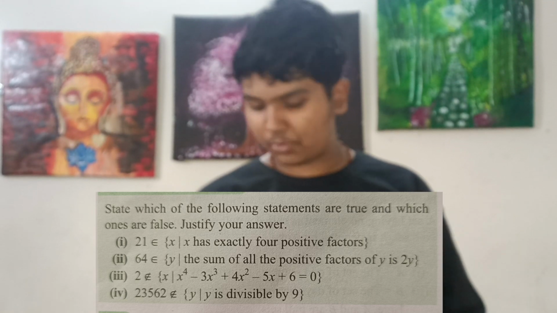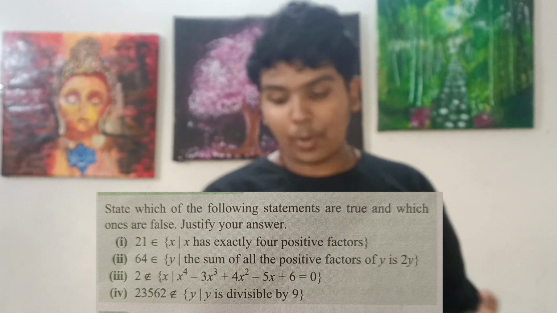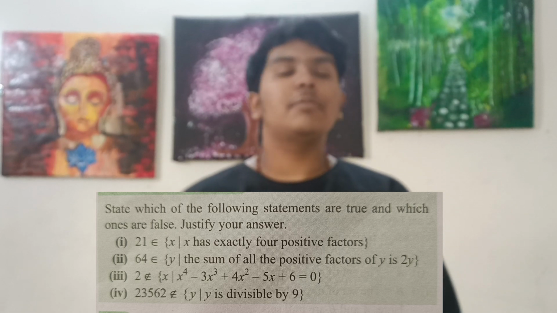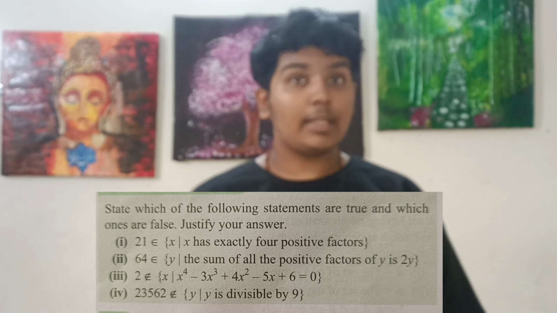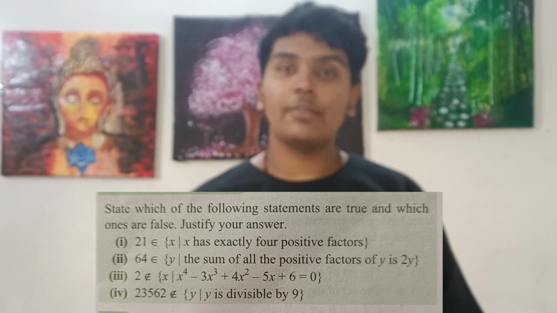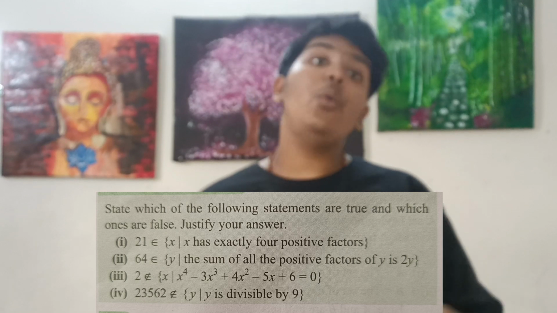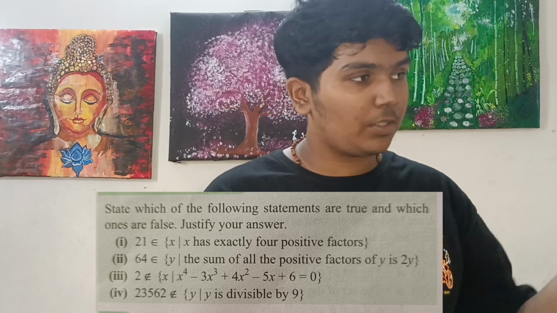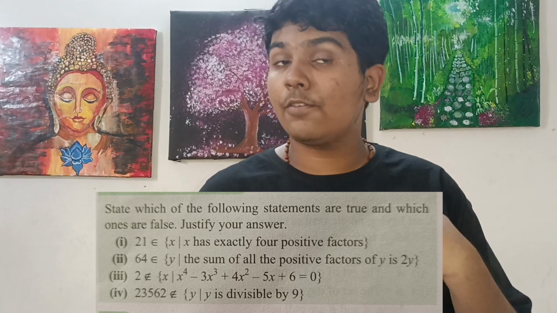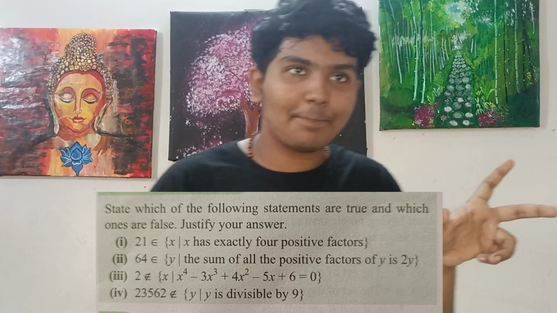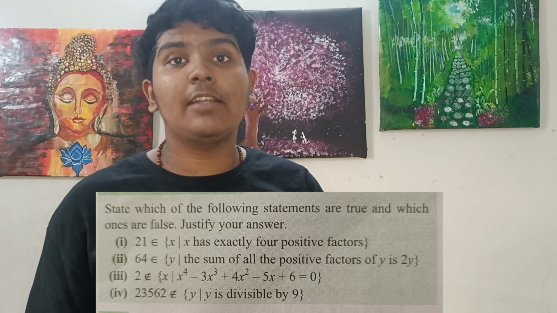23562 does not belong to the set of y such that y is divisible by 9. So how do you solve that? Read the question again and find out. For the number 23562, you have to find the sum of the digits and check whether it is divisible by 9. That will show that 23562 is an element of the set. I have told you the meaning of element. So you have to prove that the big number has to be an element of the given set, that is, divisible by 9.